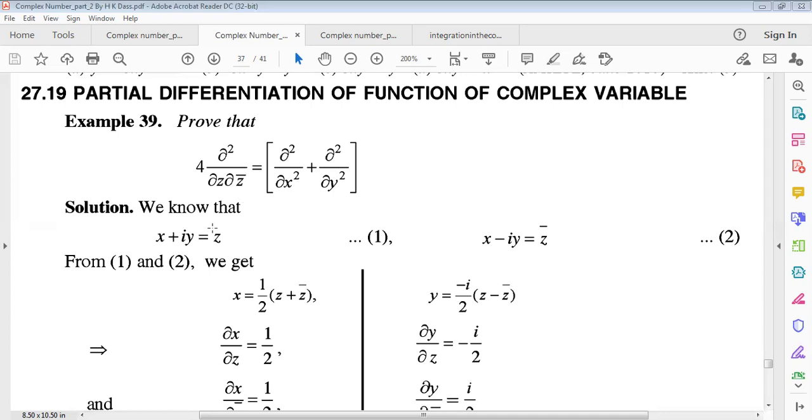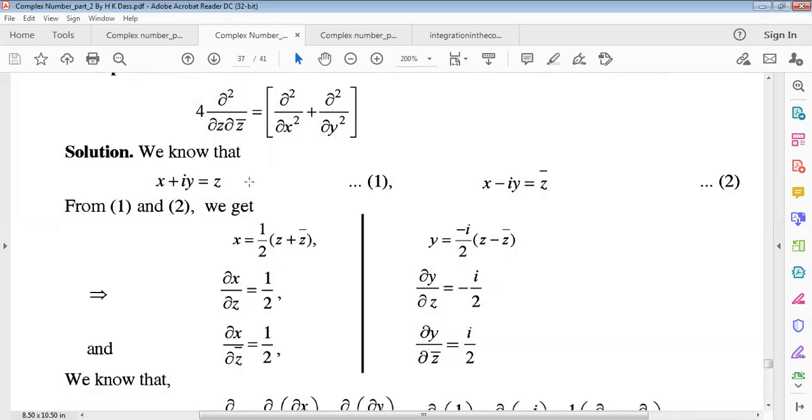Okay, now let us consider z is x plus iy. The complex conjugate will be z bar equals x minus iy. This is equation number 1 and this is equation number 2.